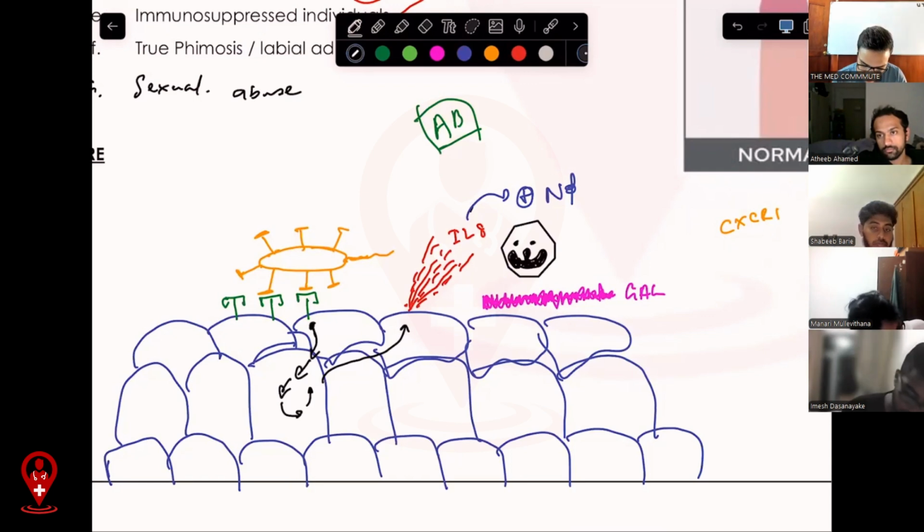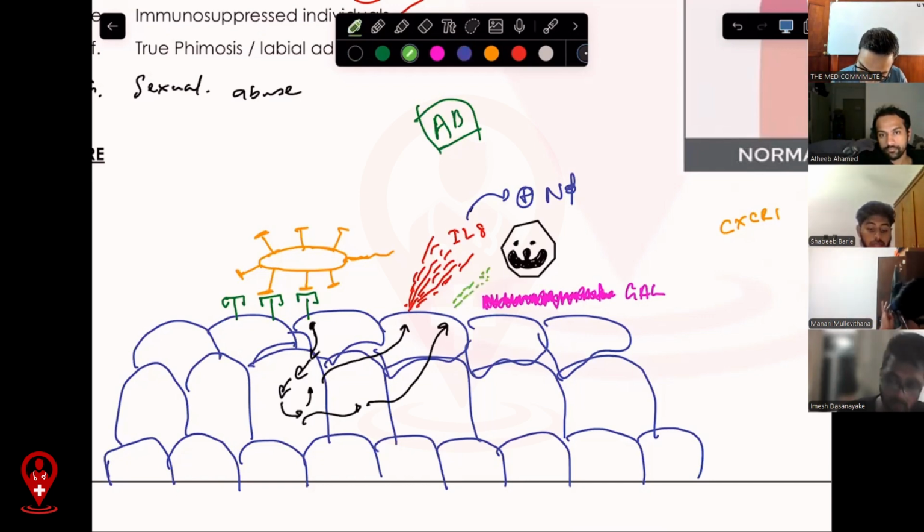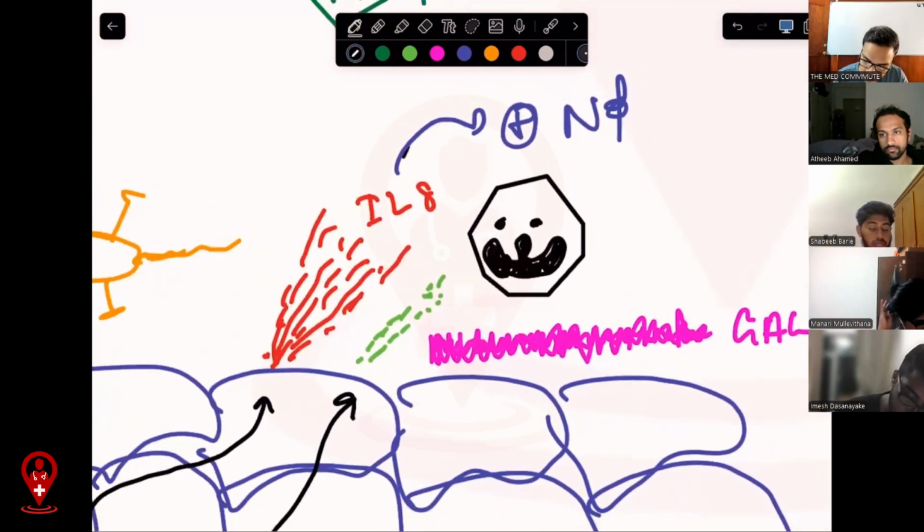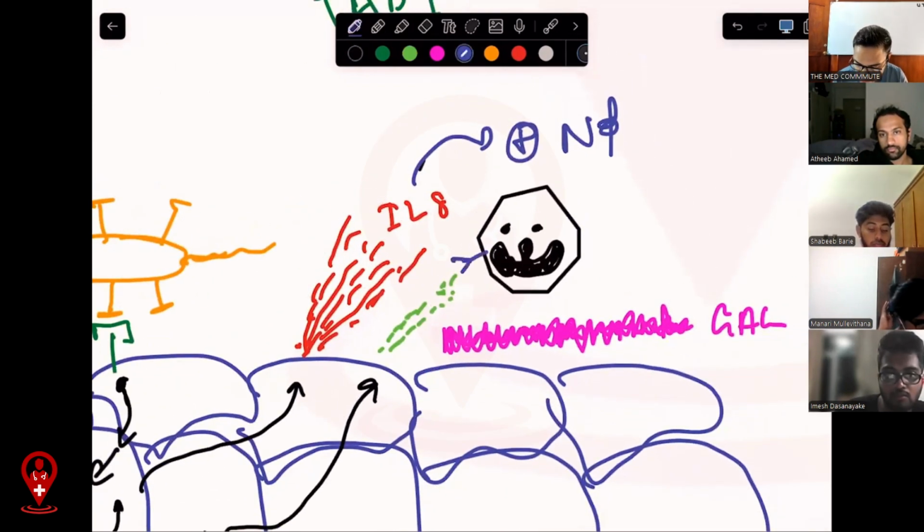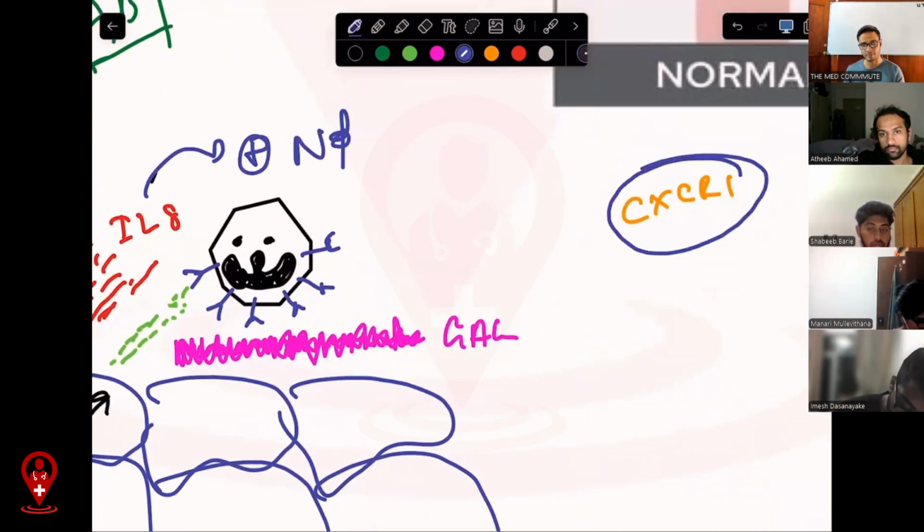Another effect of this intracellular signaling cascade is that these cells are going to produce certain other substances. We don't need to know the names. These substances come and tell the neutrophil to express a special type of receptor. What is this receptor? This is the CXCR1 receptor. The neutrophils are made to express these receptors.